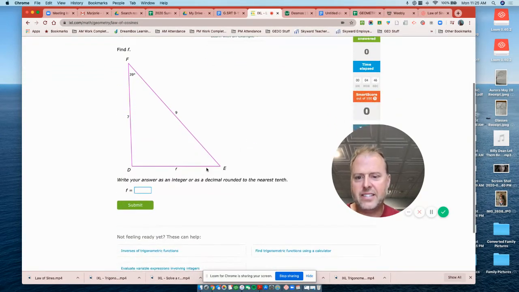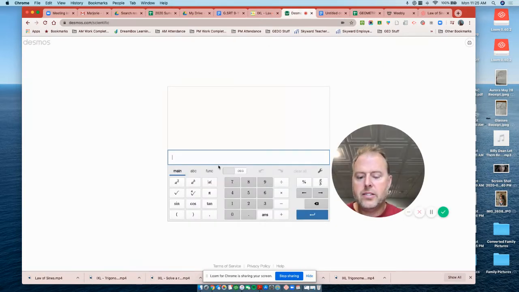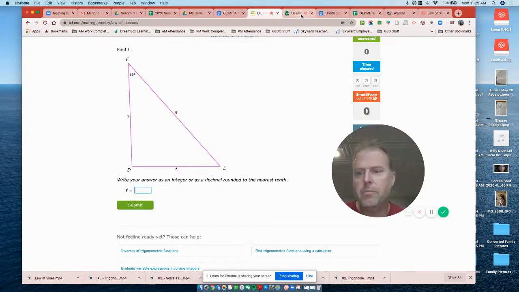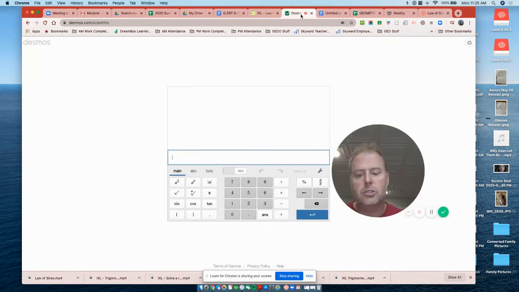So they want us to find side F. Side F is the important one here. So what we're going to do is go to Desmos and plug in what we know. Remember, we have to square the other two sides. So if we go to this, my two sides are going to be 7 and 9. So I'm going to have 7 squared plus 9 squared minus 2 times 7 times 9. I think you can notice the pattern there.